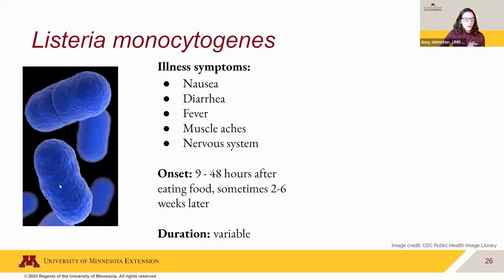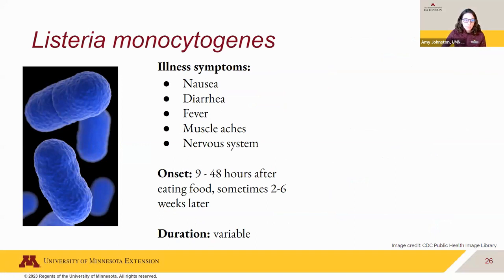While foodborne illness from Listeria monocytogenes is less common compared to other bacteria, its symptoms can be very severe in pregnant women, newborns, older adults, and those with weakened immune systems. In Minnesota, there are only between 4 and 19 cases of foodborne illness from Listeria monocytogenes reported each year.